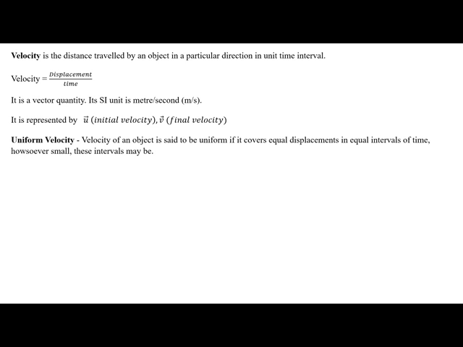Now let's see what is uniform velocity. The velocity of an object is said to be uniform if it covers equal displacements in equal intervals of time, however small the intervals may be. So you see, when you take an object, it travels from one point A in time interval T1 in one direction, always in one direction, the same direction. 2 meters, you say, 2 meters. The displacement traveled, the shortest distance between the points, was 2 meters in one direction.